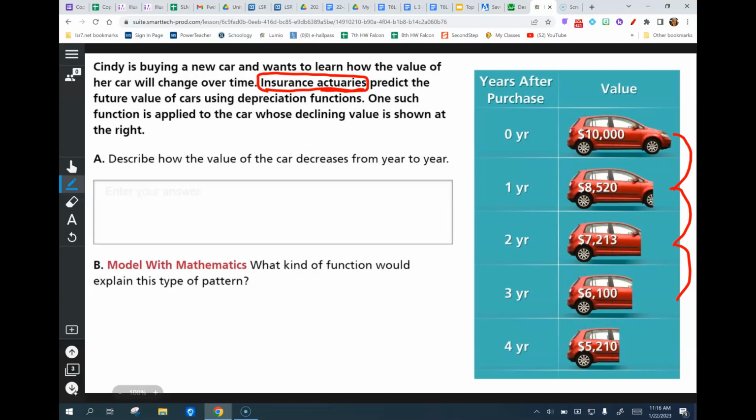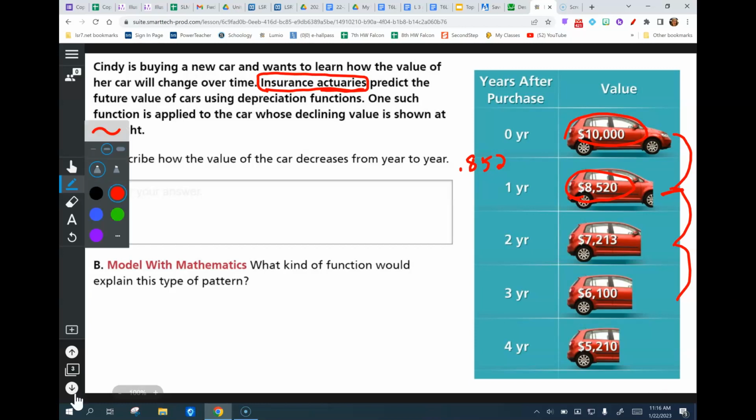So pull out your calculator right now, and we always want to take the second value divided by the first one. So we're going to take 8,520 divided by 10,000. Do that right now on your calculator. 8,520 divided by 10,000. Do you get a funky number? I got 0.852. Okay, so let's see if it's doing that same thing here.